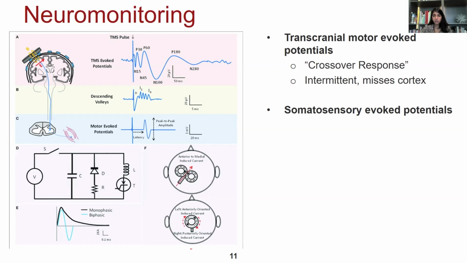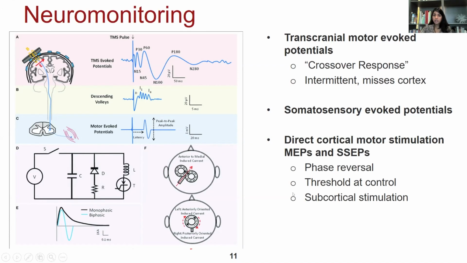So somatosensory evoked potentials, those are just the sensory potentials that we use. And then what I use a lot is what we call direct cortical motor stimulation, where we use an electrode and we actually put it right over where I expect motor cortex to be. And then we do something we call phase reversal, which is kind of a neat tool where we can tell exactly where the central sulcus is, because motor cortex and sensory cortex have the opposite directions of their potential. So as soon as we see that reversal in the phase, then we know that is the central sulcus, and in front of it is going to be motor, and behind it is going to be sensory.